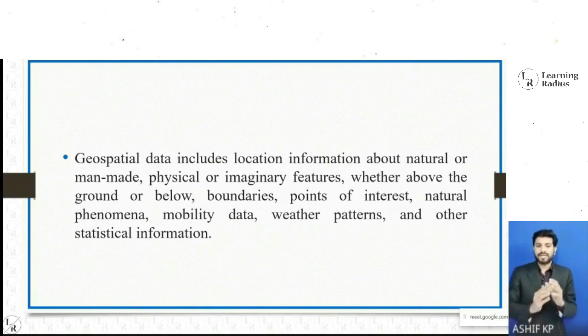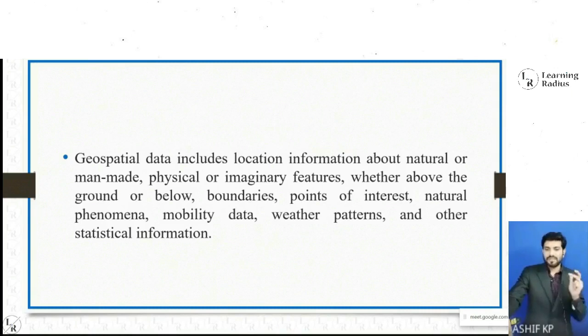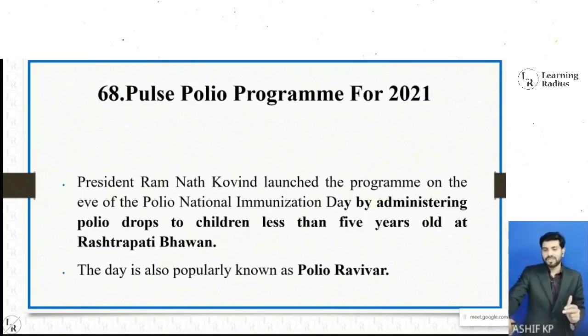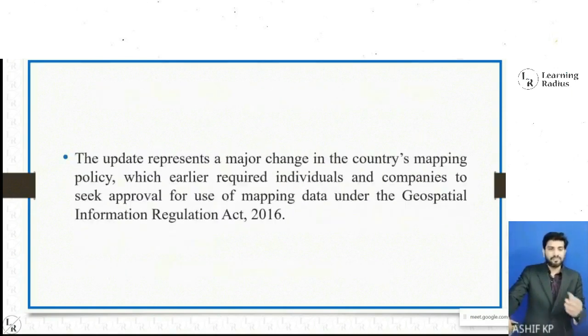So geospatial data includes location information about natural or man-made, physical or imaginary features, whether above the ground or below, boundaries, points of interest, natural phenomena, mobility data, weather patterns, and other statistical information. So that's related to geospatial liberalization.